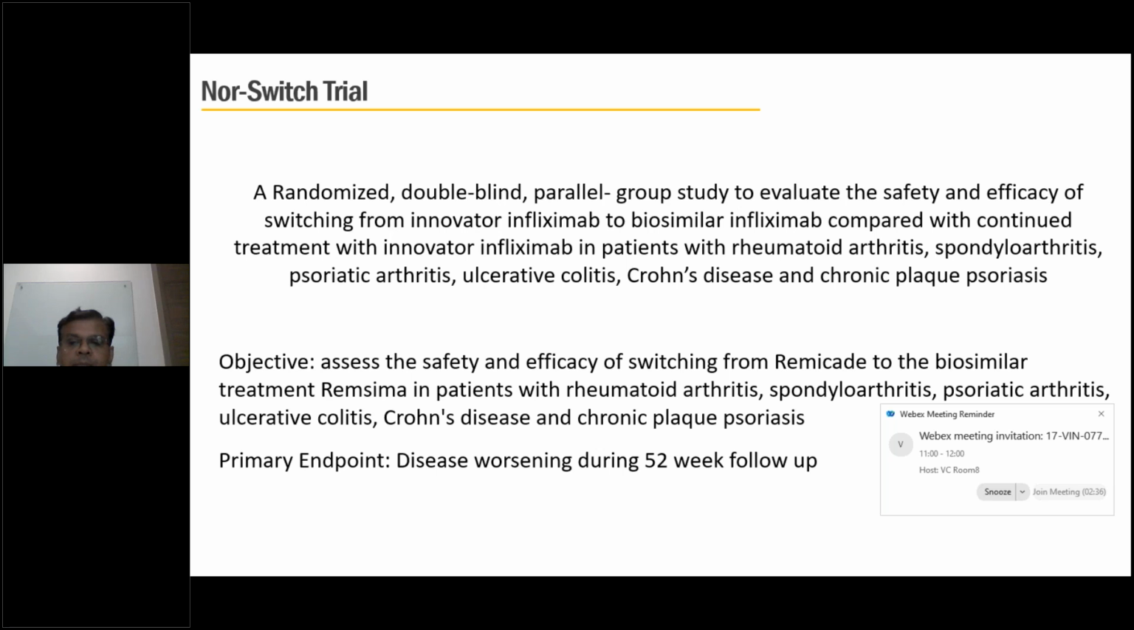So there is a special study which was conducted, which was the NOR-SWITCH trial, where you tend to see that the disease worsens, defined by the disease specific components which were measured, and they were leading to a major change in the treatment, like say rheumatoid arthritis, spondyloarthritis. These are all different indications which we already saw.